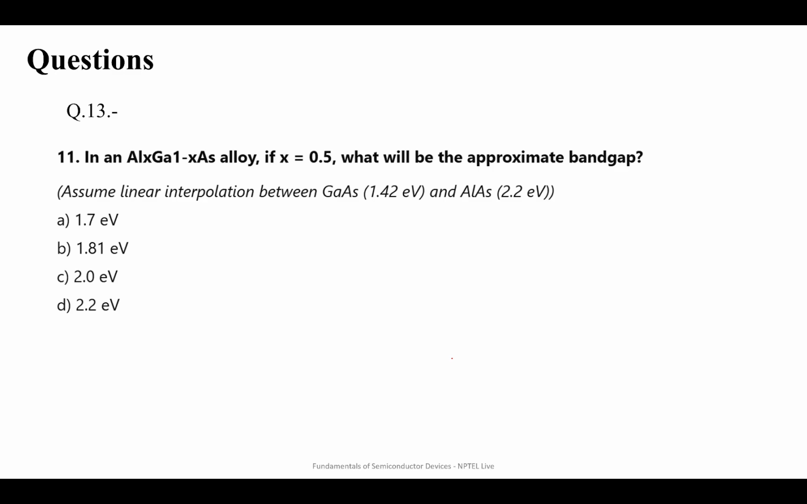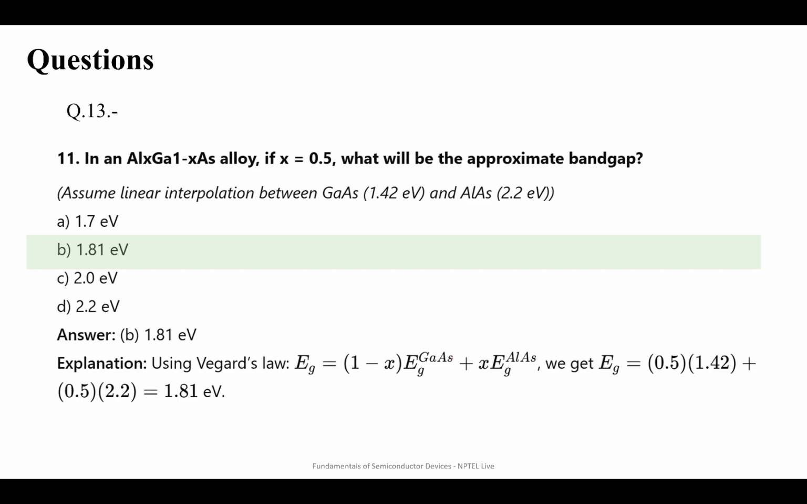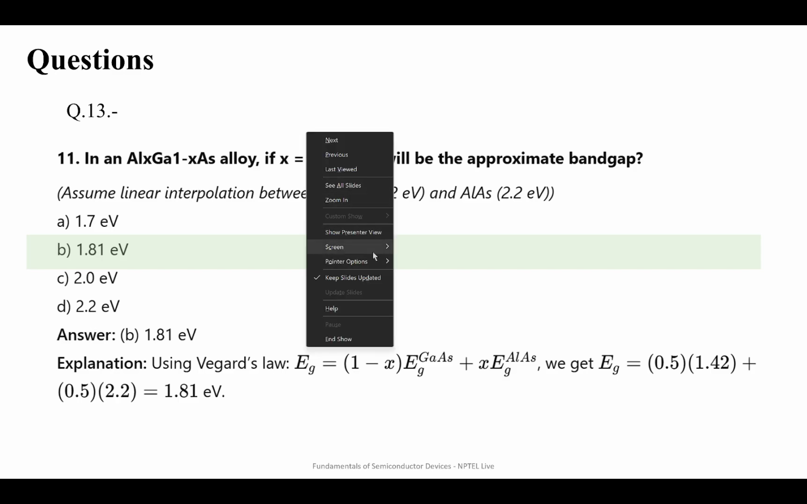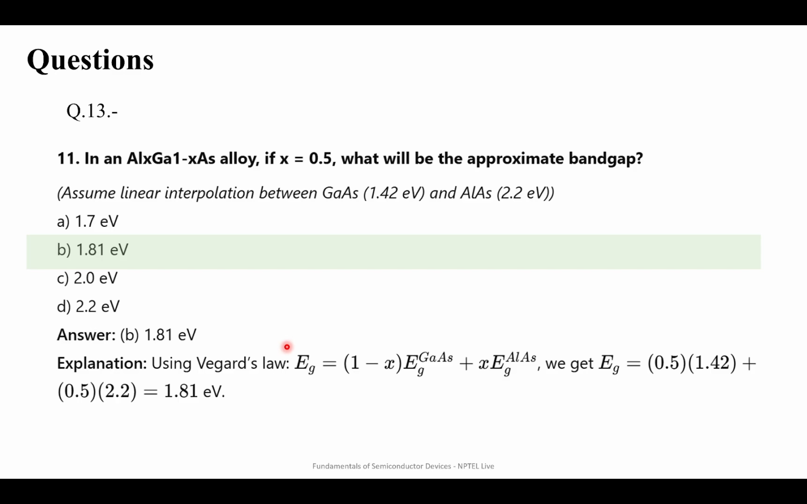Option B, 1.81. The answer will be 1.81 electron volts. So here the formula would be Eg equals 1 minus x times Eg of gallium arsenide plus x times Eg of aluminum arsenide, and x is 0.5, so 1 minus x is also 0.5. Calculate by that and you get 1.81 electron volts.